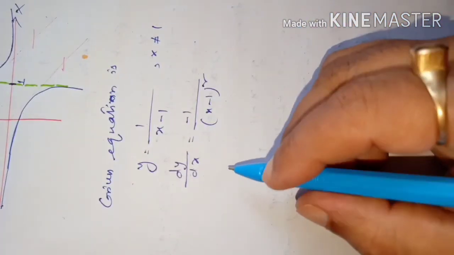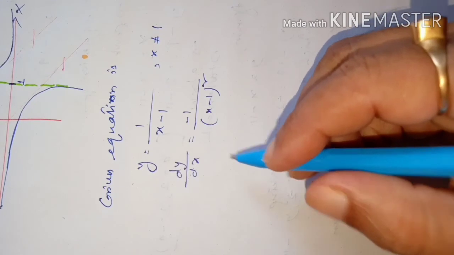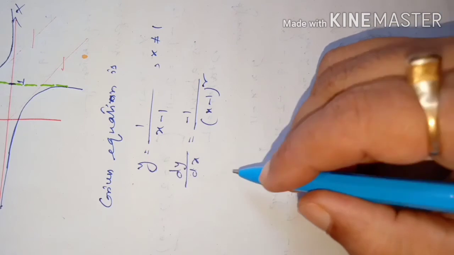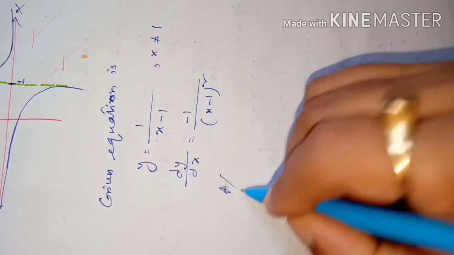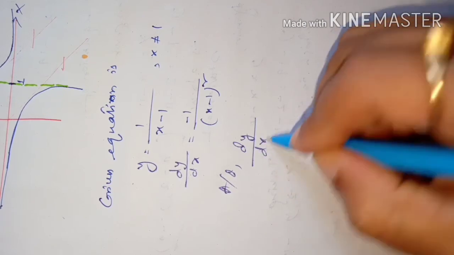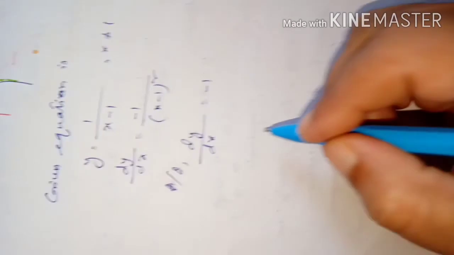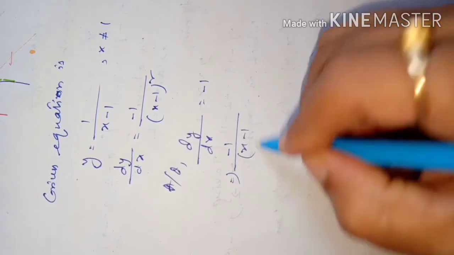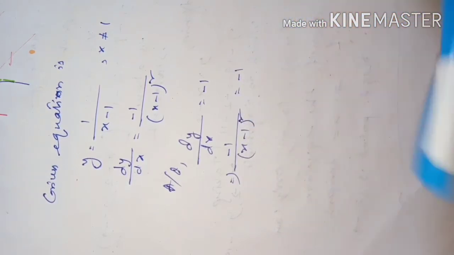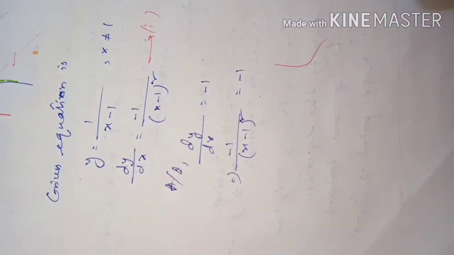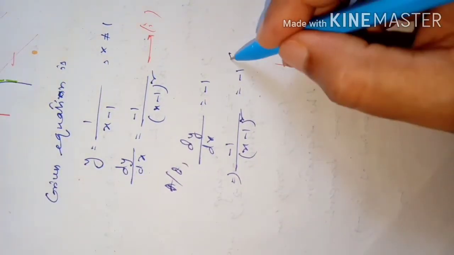The question says that this dy by dx is equal to minus 1. So according to the question, the slope of all the lines, dy by dx, is equal to minus 1. That means minus 1 by (x minus 1) the whole square is equal to minus 1, using equation 1.